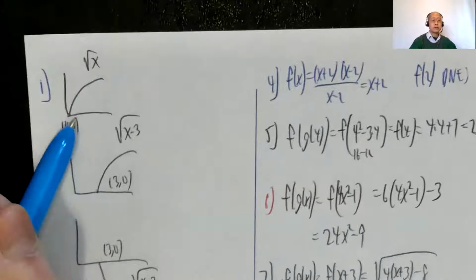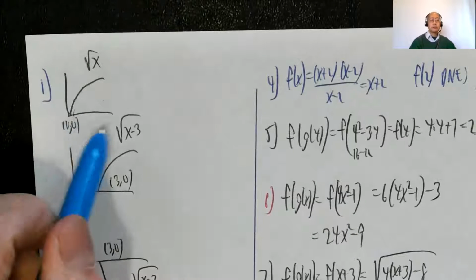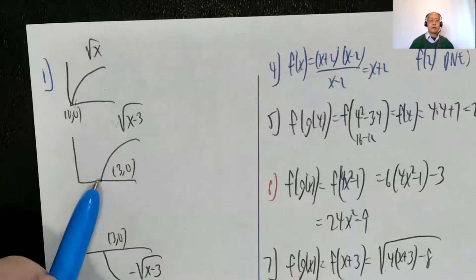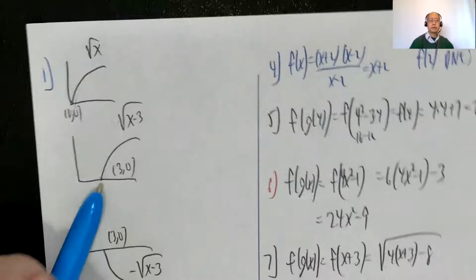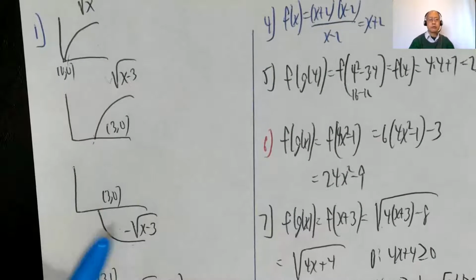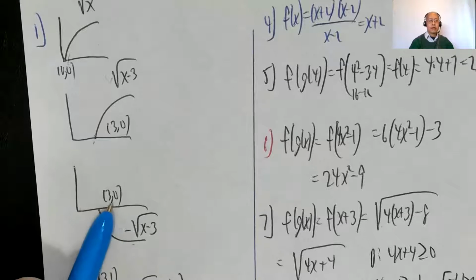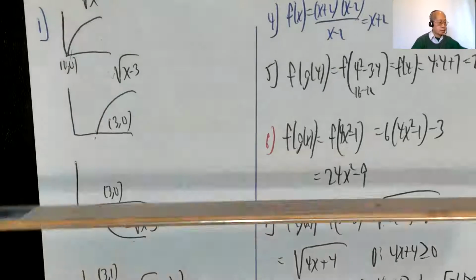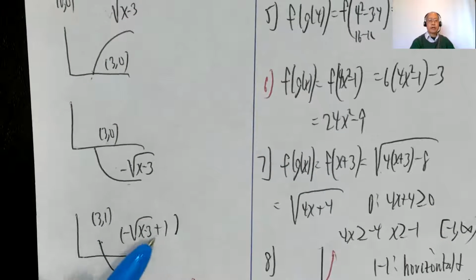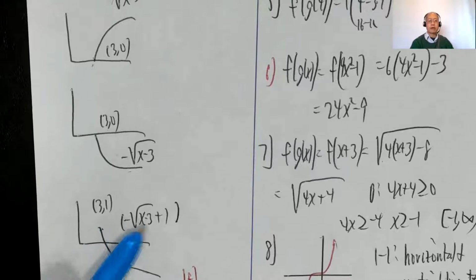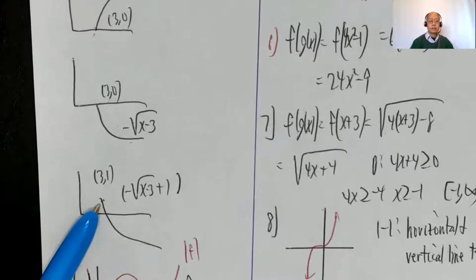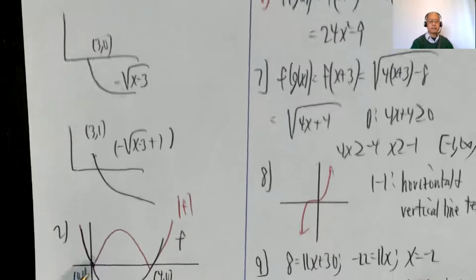Number 1, the square root function looks like this, starting at 0, 0. Square root of x minus 3 moves the graph 3 units to the right, so 3, 0. The negative in front of the whole thing reflects the graph across the x-axis, so it shoots down. Then we add 1 to the whole thing, so negative radical x minus 3 plus 1 looks like this, starting at 3, 1 and shooting down.